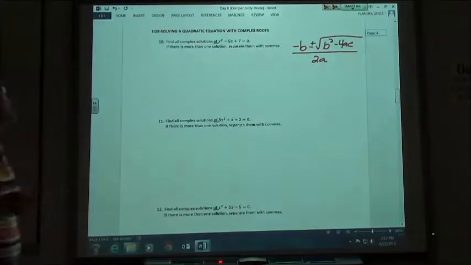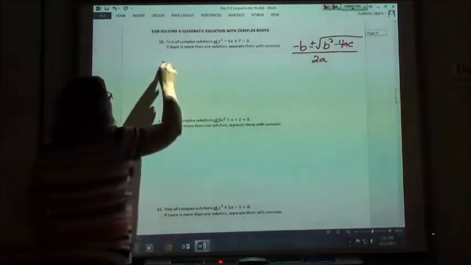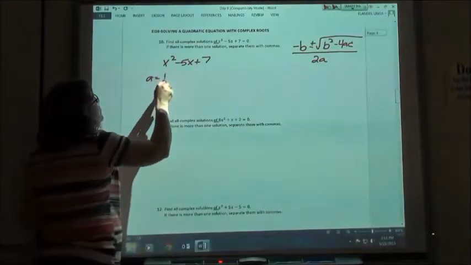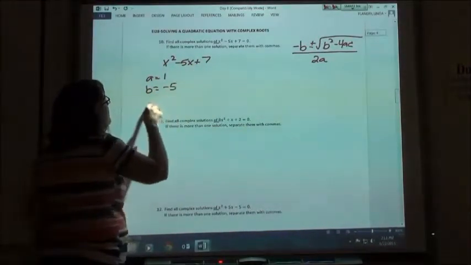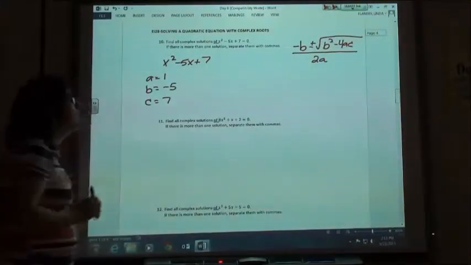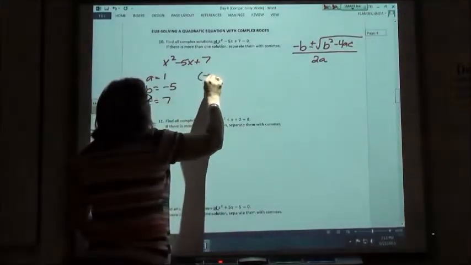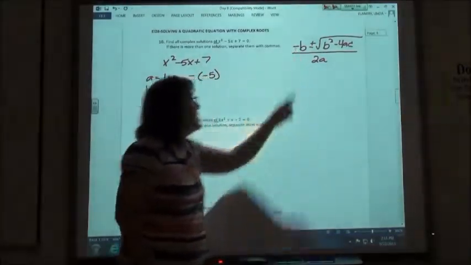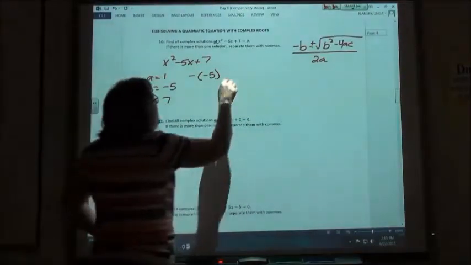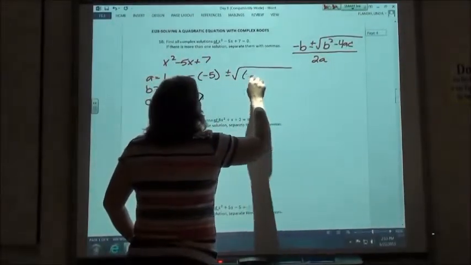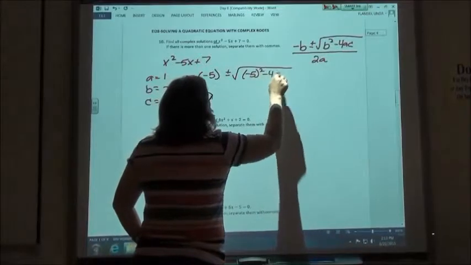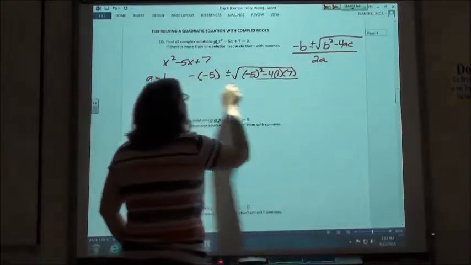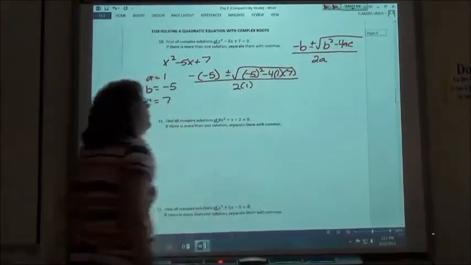And so we're going to plug our numbers in and go ahead and solve. So if I have x squared minus 5x plus 7, a is going to be equal to 1, b is going to be equal to negative 5, c is going to be equal to 7. So I'm going to have minus the b value of negative 5 plus or minus the square root of negative 5 squared minus 4 times the a value of 1 times the c value of 7 all over 2 times the a value.